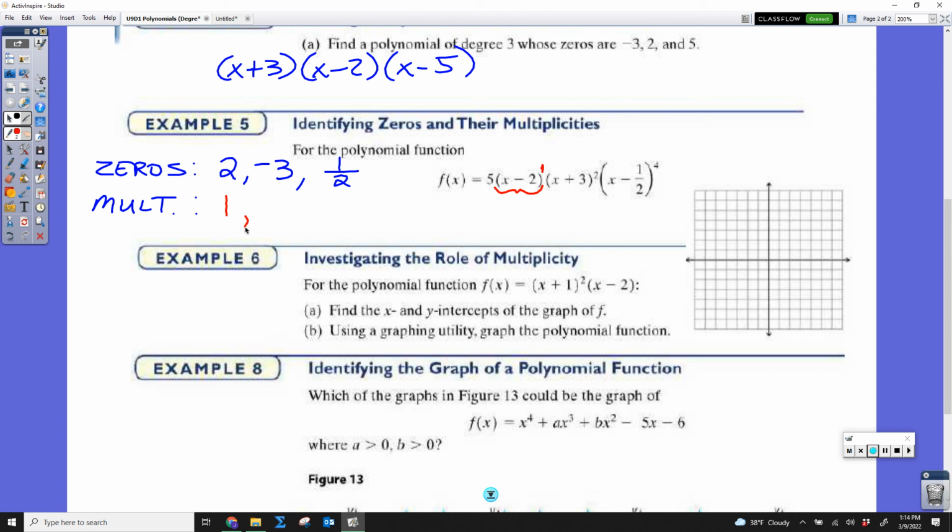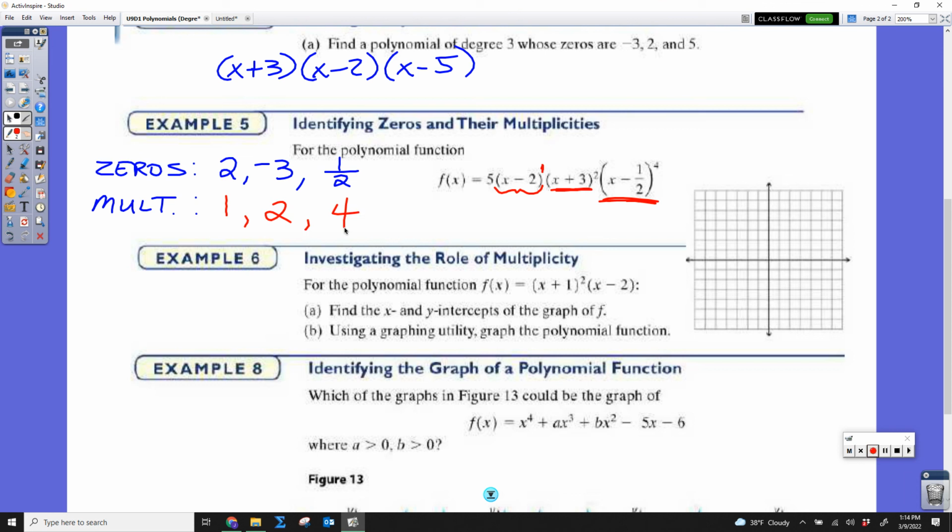All right, so now I'm going to go to the -3. You got that from the x plus 3. What's the exponent on that one? 2. So -3 has a multiplicity of 2. And then one more time, 1/2 is this last quantity, this last parentheses. What's that exponent? So 1/2 has a multiplicity of 4.